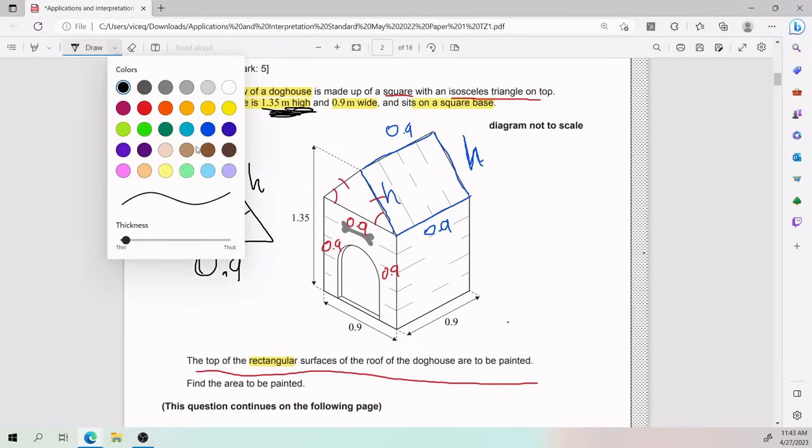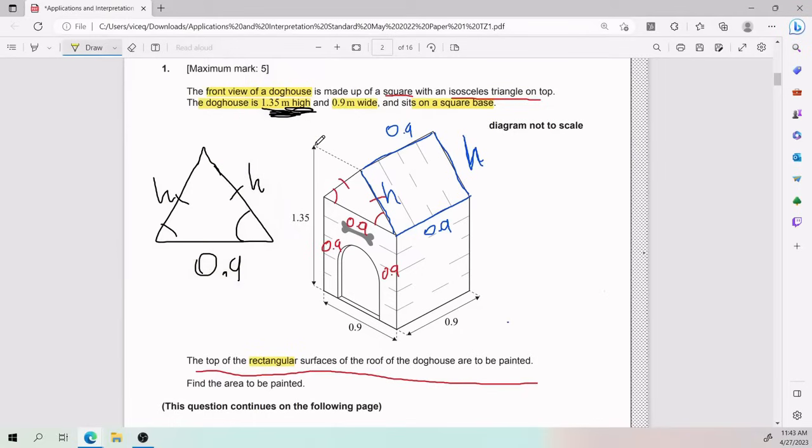Well, I have two heights that are sort of next to each other. I have this height here and this height here. So if I subtract both, I end up with only this, which is this height here. So I can do 1.35 minus 0.9. That gives me 0.45. The 0.45 is right there.